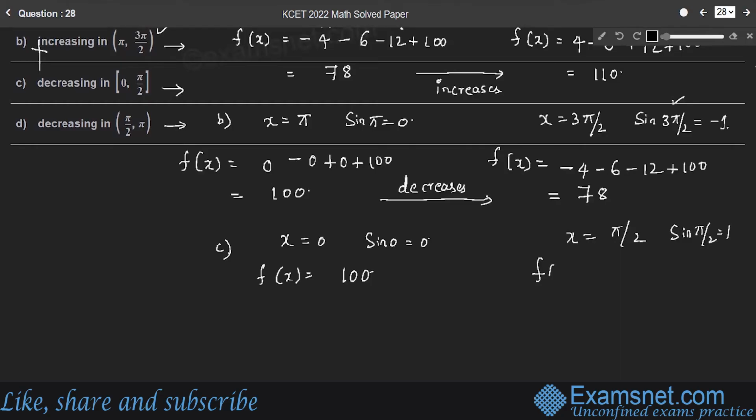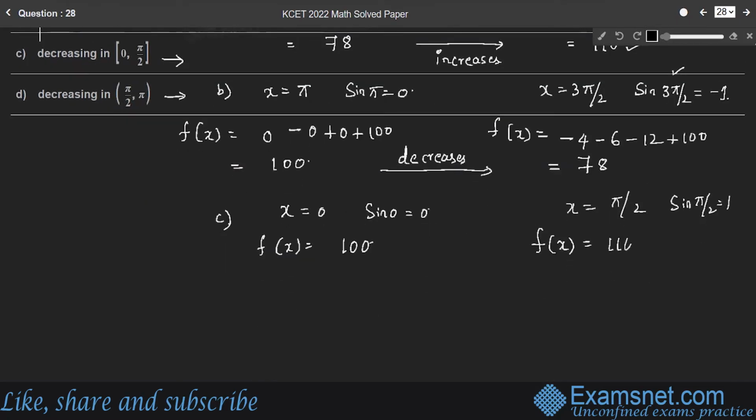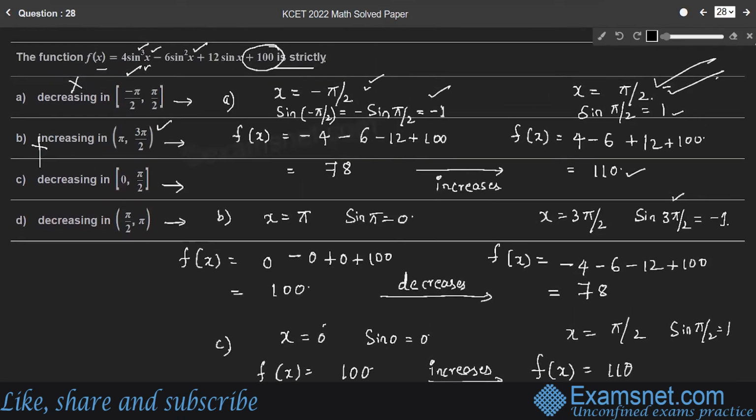Whereas when x is pi by 2, we had already calculated in the previous case, in the first case, option A, that f of x becomes 110. So within the range 0 to pi by 2, the f of x value increases. Therefore, according to option C, it is decreasing. Hence, option C is not the answer. Therefore, option D is the right answer.